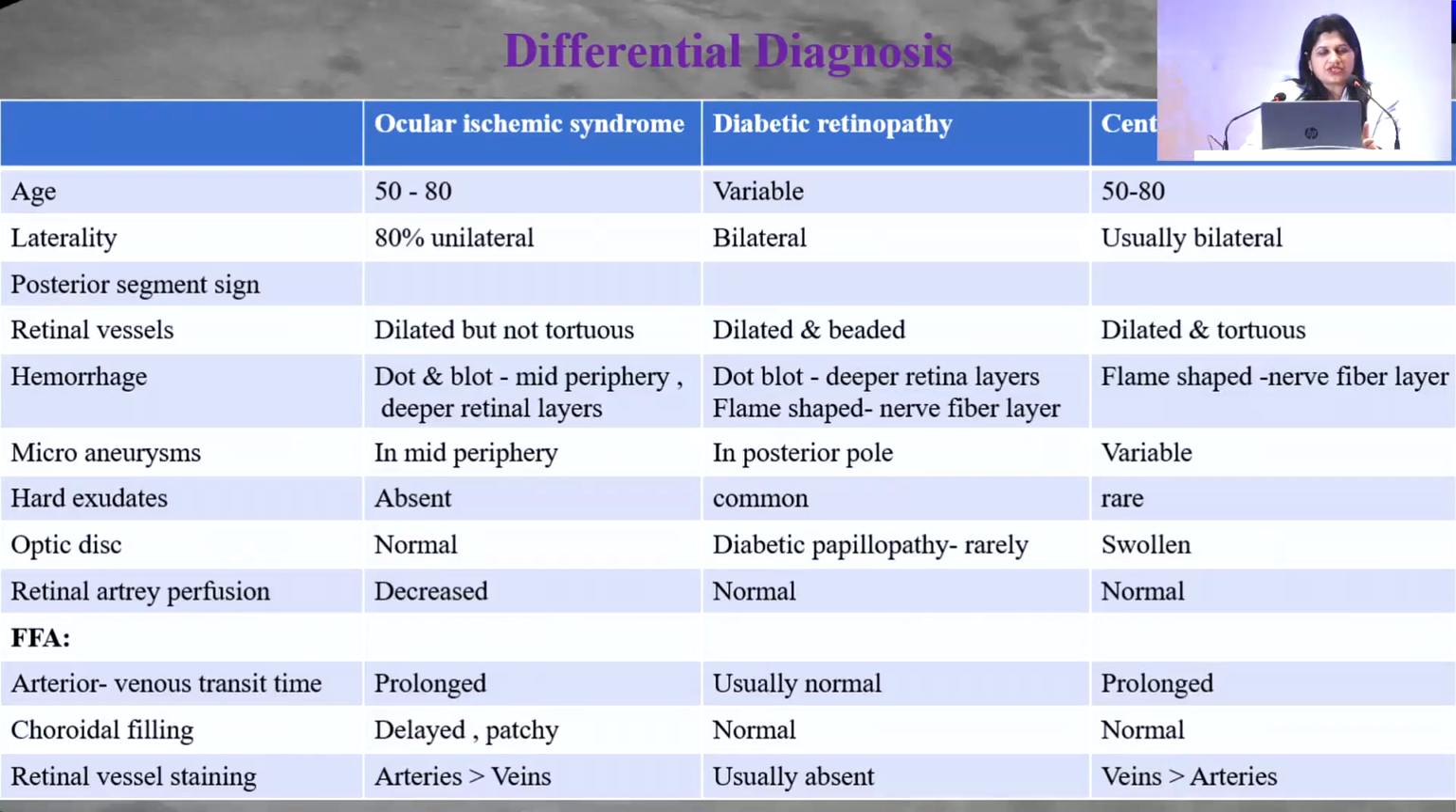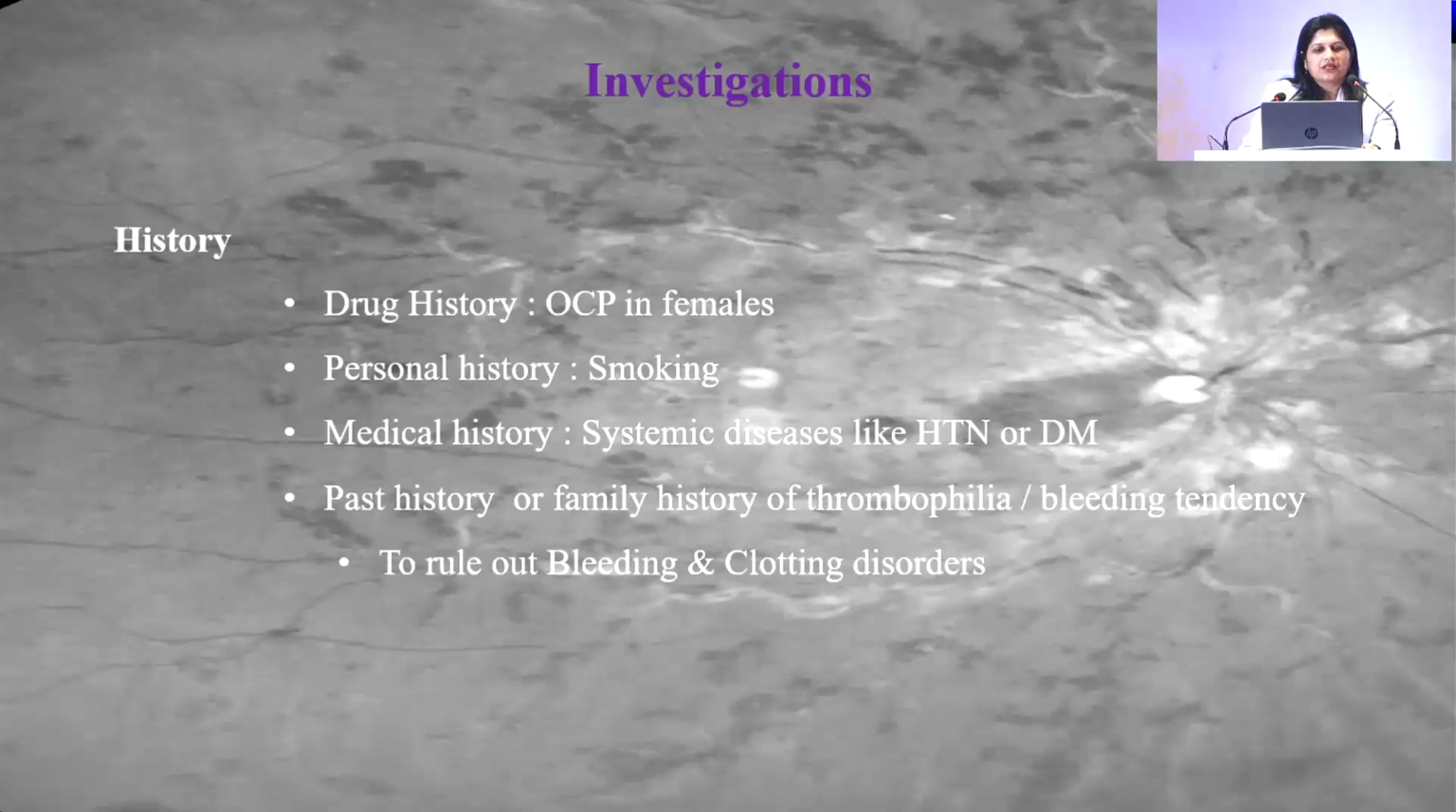So these are the differential diagnoses between the ocular ischemic syndrome, diabetic retinopathy, and central vein occlusion, which is commonly asked during the exams also, and these are the major differentiating features. The main point is that on the FFA, if you look at the retinal vessel staining, in central vein occlusion, veins are more involved, because it is a venous disease, and in cases of ocular ischemic syndrome, arteries are more involved than the veins.